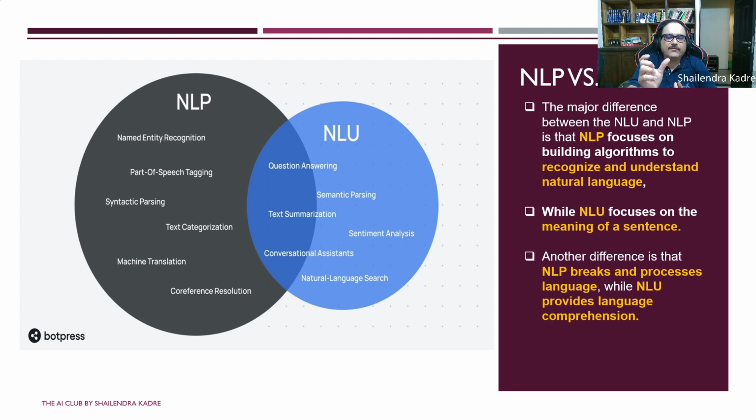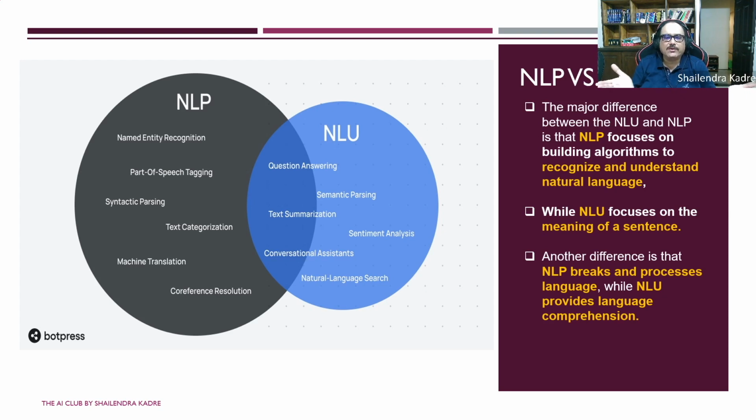Question answering: if you want to answer a question, you must understand what is asked in the question. That's where understanding is involved. Then semantic parsing, which is one level advanced from syntactic parsing. Don't worry if you don't understand these terms, because we are going to take up these terms formally. Then text summarization: if you are given 4 or 5 pages of text and you want to summarize it into say 500 words, before summarization you have to understand. Sentiment analysis is similar: suppose you want to classify sentiment into positive or negative, you must understand what is written first.